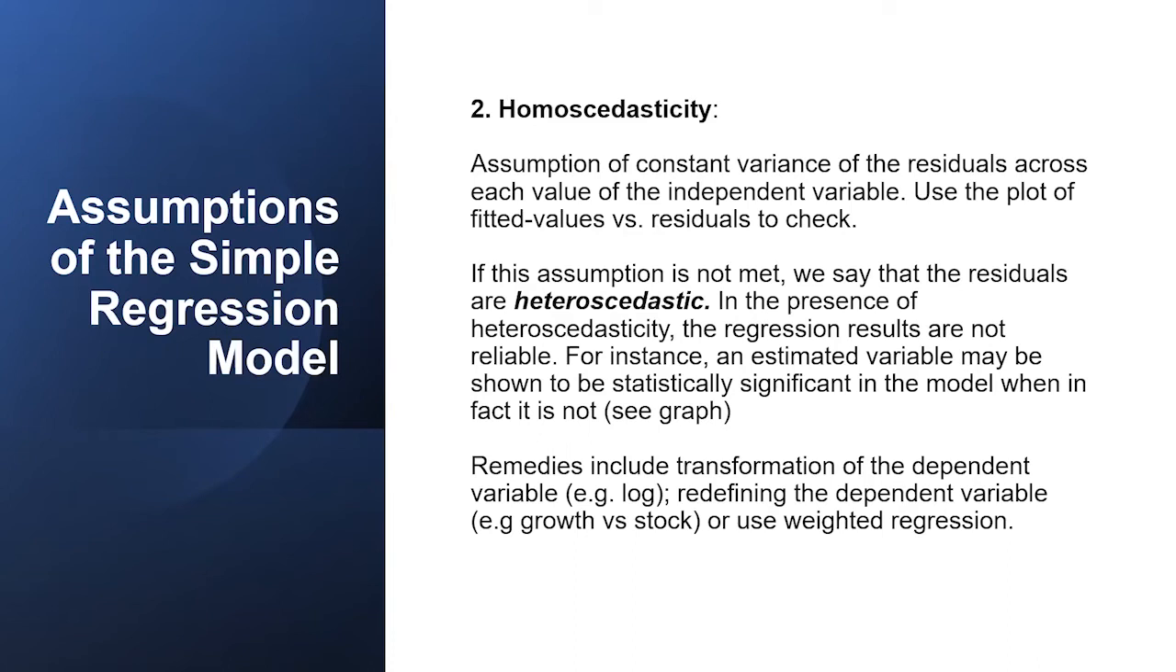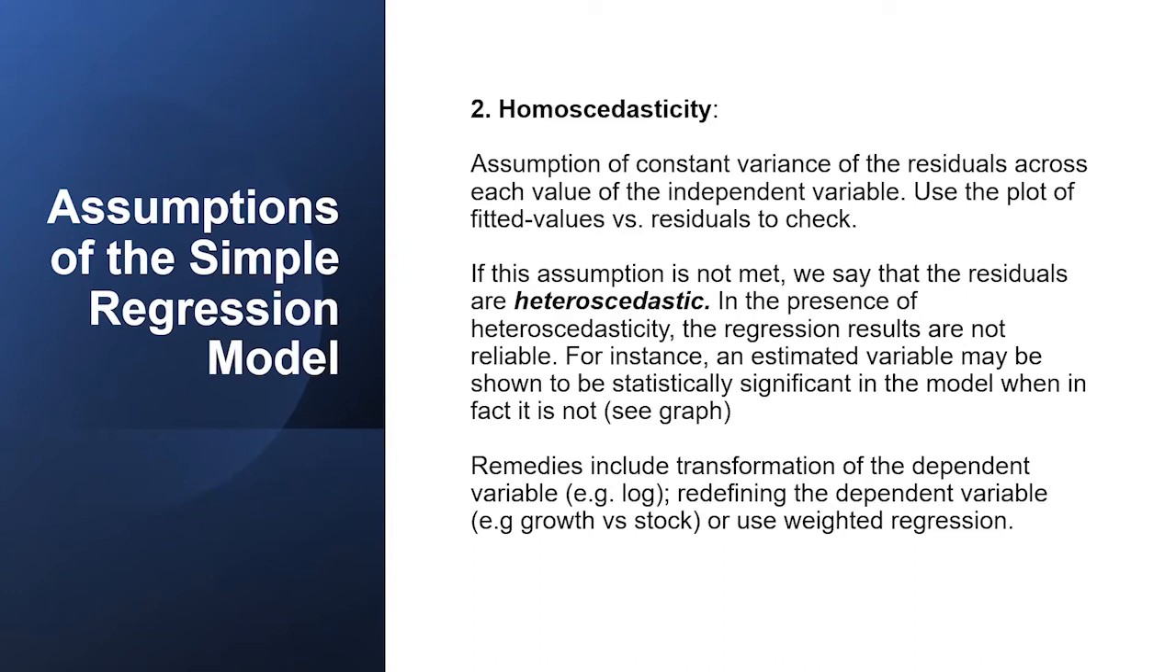If this assumption is not met, then we say that the residuals are heteroscedastic. And so, if you have heteroscedasticity in place, it means the regression results are not reliable. That's why it's important to check whether assumptions are holding. Unreliable regression results can lead to wrong decisions.